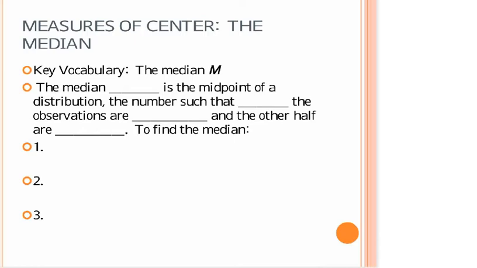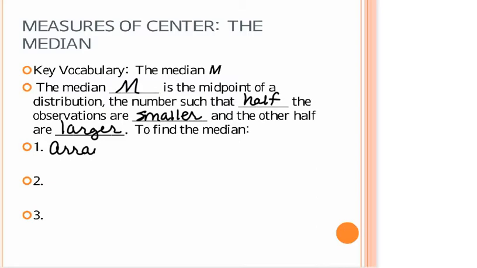All right, the median M is the midpoint of a distribution. It's the number such that half the observations are smaller and the other half are larger. So there's 3 steps to finding the median. First, arrange all the observations in order of size.